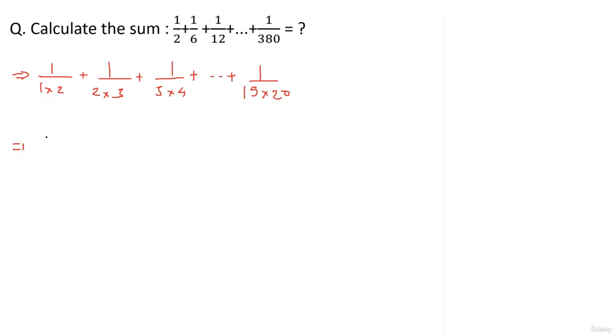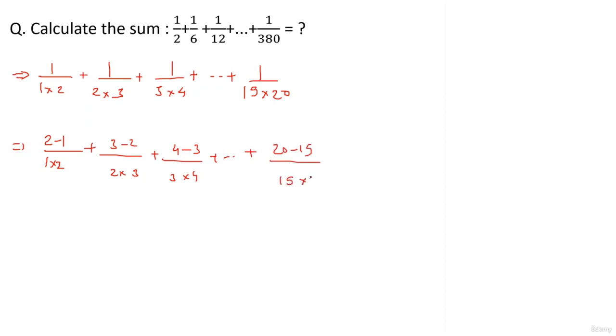The first term 1 will be written as 2 minus 1 divided by 1 into 2 plus. Next term क्या होगा? 3 minus 2 divided by 2 into 3 plus 4 minus 3 divided by 3 into 4. Okay, this will go on, 20 minus 19 divided by 19 into 20, right? This is how it will be.